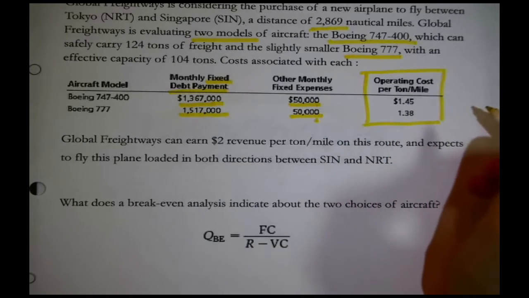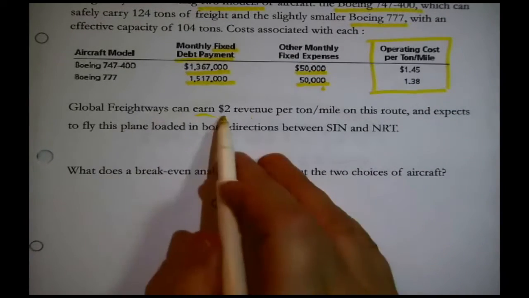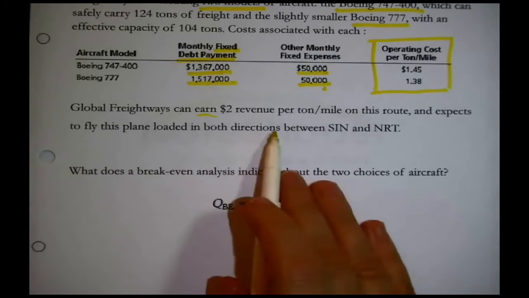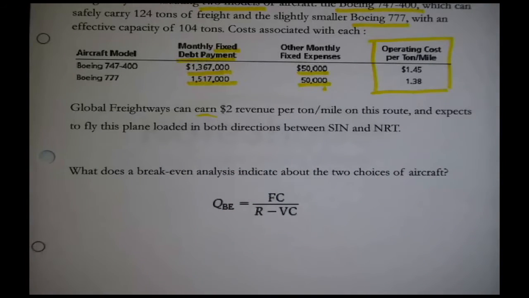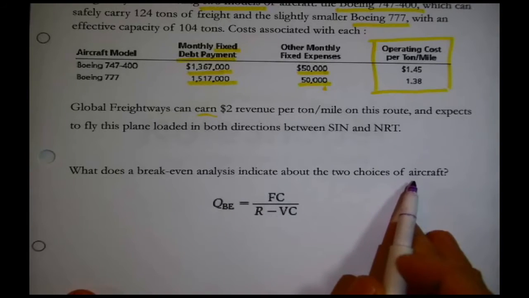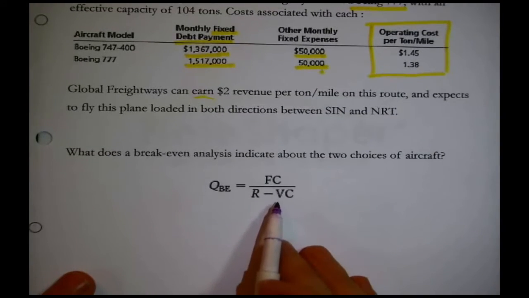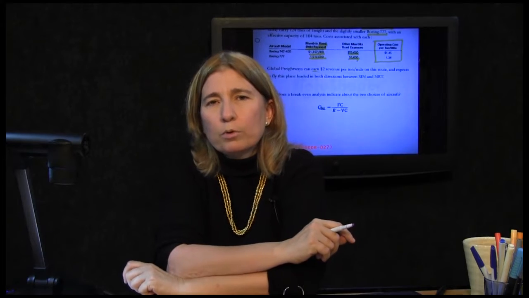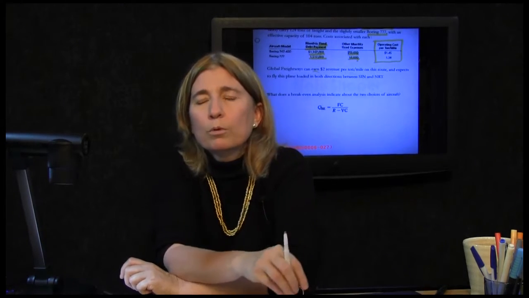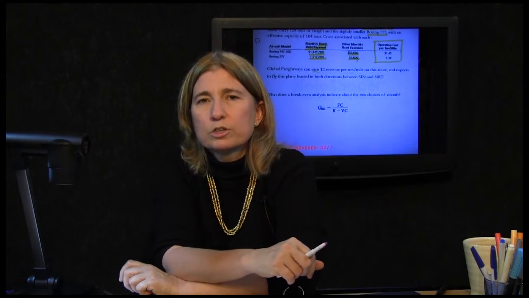Global Freightways can earn $2 revenue per ton mile on this route and expects to fly the plane loaded in both directions between Singapore and Narita. What does break-even analysis indicate about the two choices of aircraft? And then there's this formula. Let's calculate the break-even point on each of these two aircraft. Why would you want to do that? It may give Global Freightways some insight into trying to pick between the two. Which one would you pick? There's a very simple formula here. We just need to fill it out.